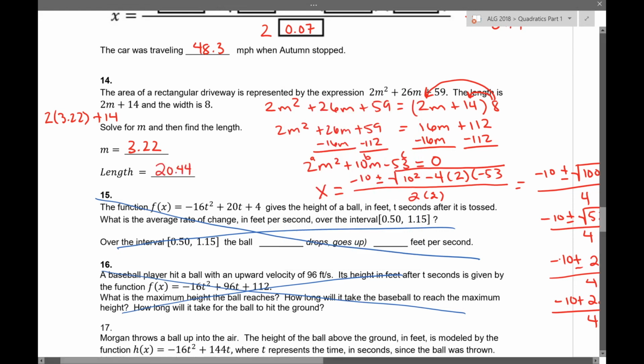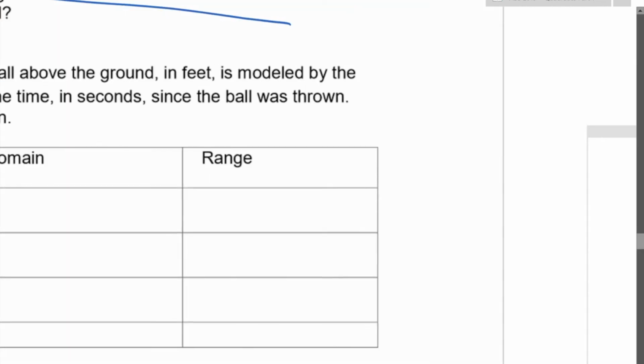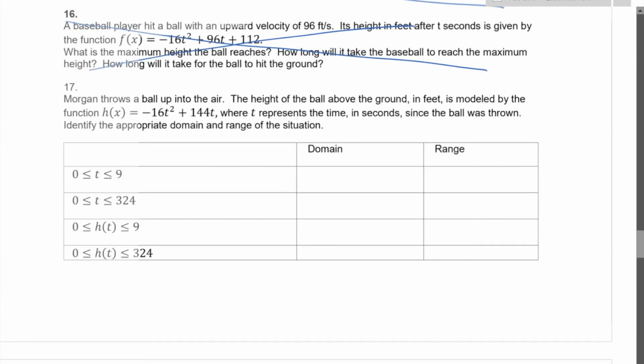And there you go. Okay, we are not doing 15 or 16. Our last question is question number 17. So question 17 says Morgan throws a ball up in the air. The height of the ball above the ground in feet is modeled by the function h of x equals negative 16t squared plus 144t, where t represents the time in seconds since the ball was thrown. Identify the appropriate domain and range of the situation.